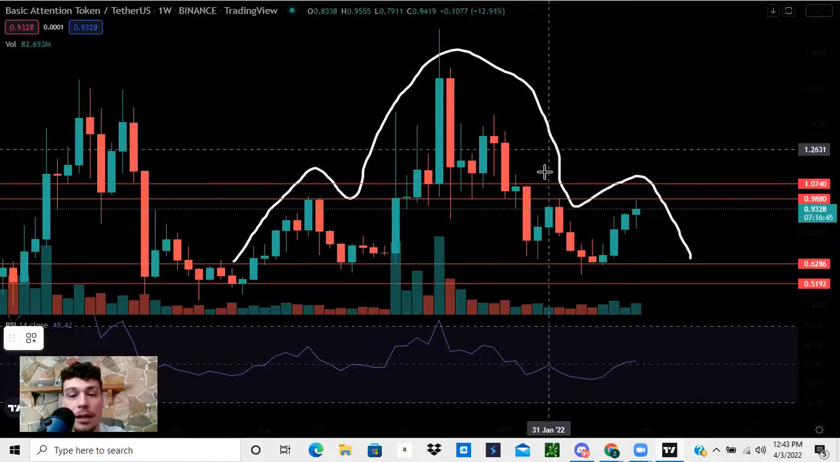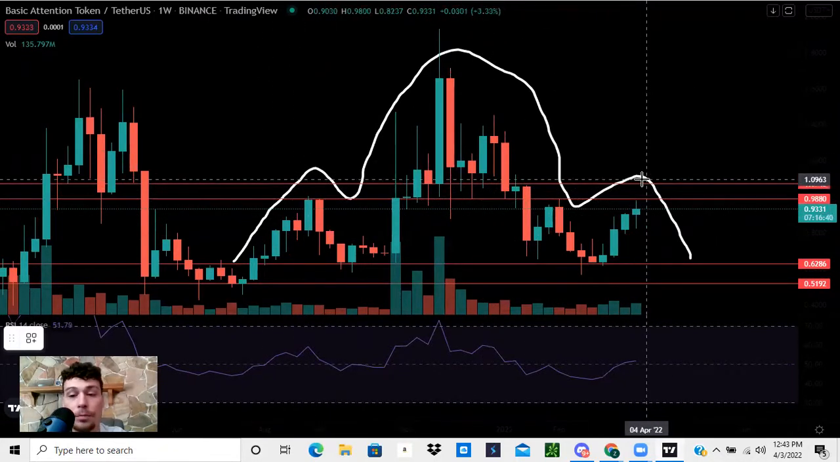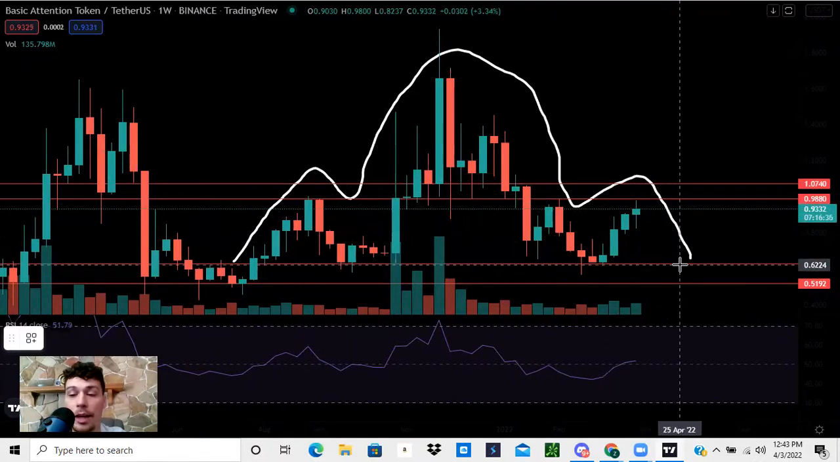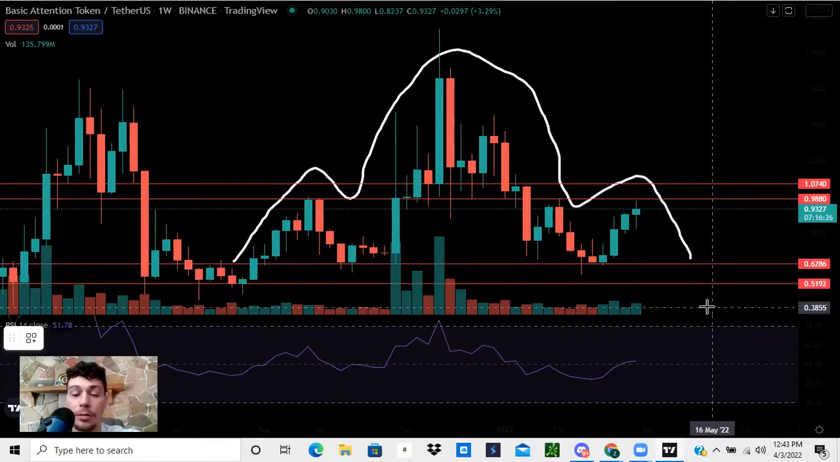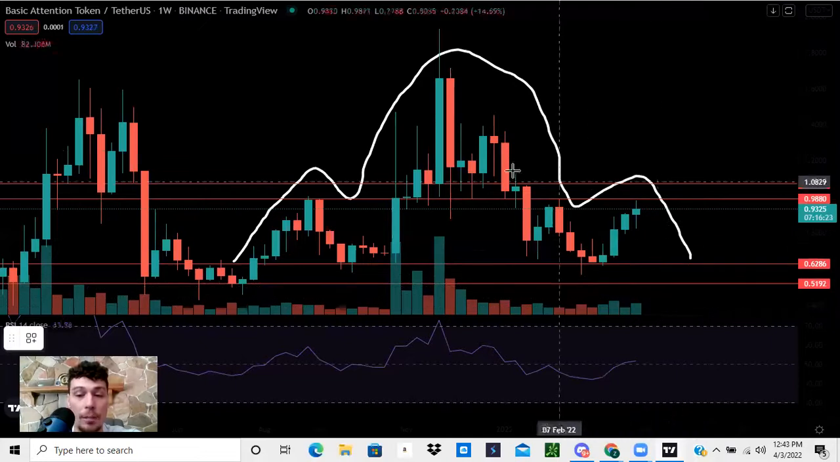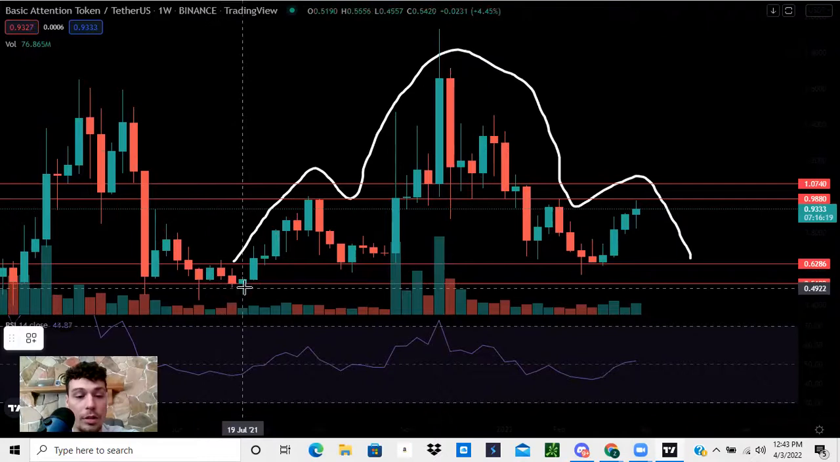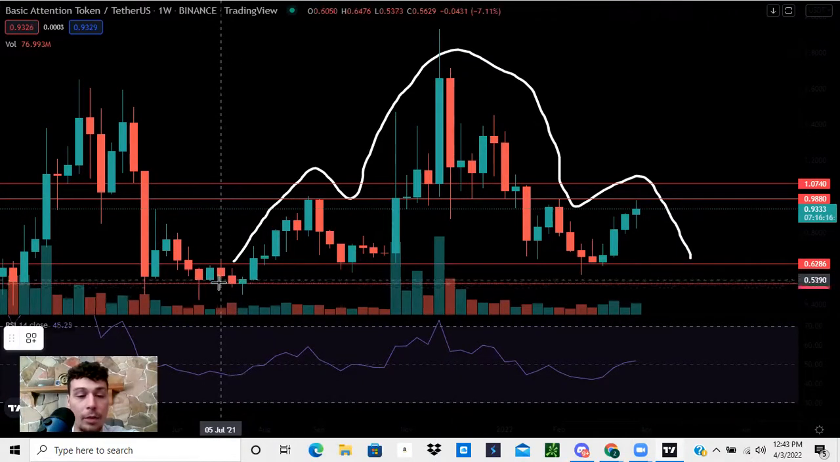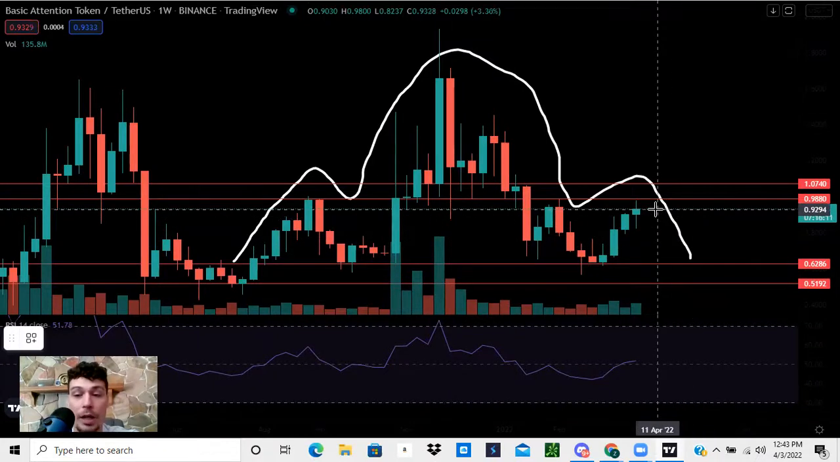Here's our head, here's our left shoulder, and it appears we're starting to form what could be a right shoulder if we drop down and don't find support at 0.628, roughly 0.63. If we break that support level, we could be heading all the way back down to 0.5, which would be the bottom for this head and shoulders. It's currently trading at 0.9.